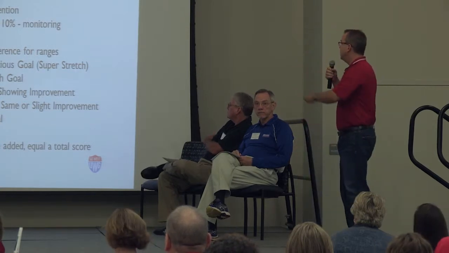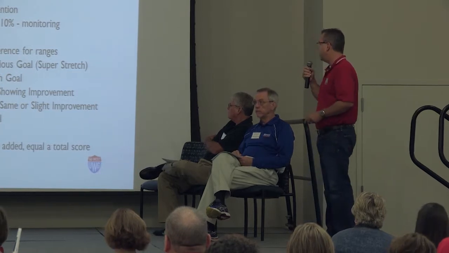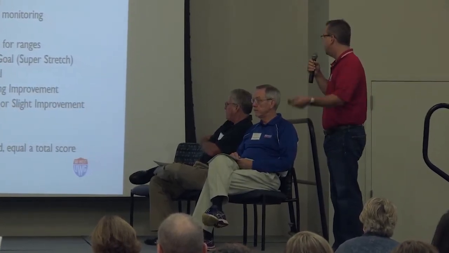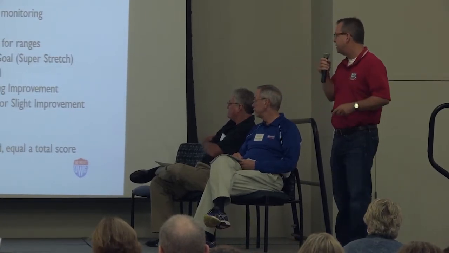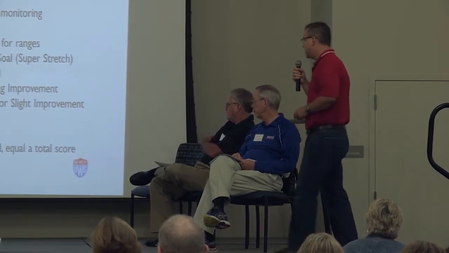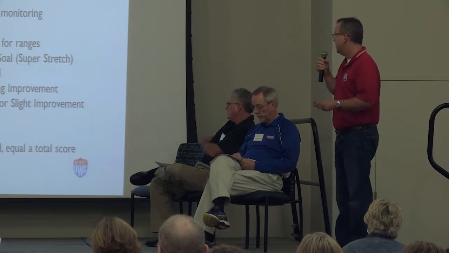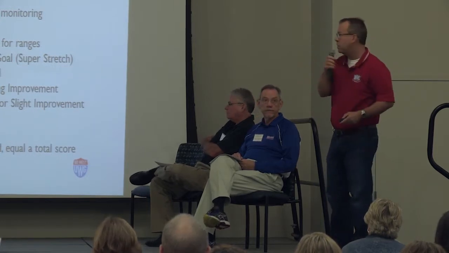scorecard measurements. We set scales, meaningful in terms of 5 down to 1, 5 being our audacious goal, our super stretch goal, 4 is our stretch goal, meet stretch goal, 3, meet goal, showing some improvement, 2 stayed the same or slightly improved, 1 was not doing well. We're below any type of goal setting that we want, not performing well. The result, our weight, each measure added equal a total score. So that's how the setup of the scorecards are.